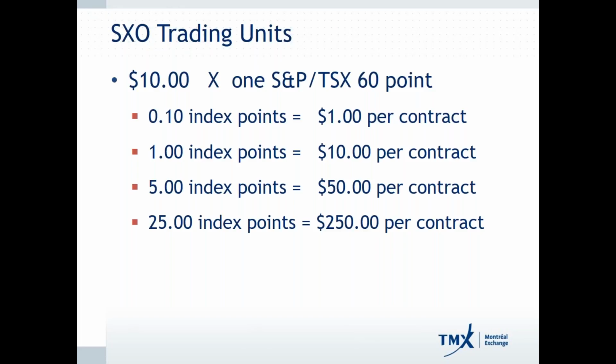And so if you move 0.10 index points, that's $1 per contract. If you move 1 index point, that's $10 per contract, and so on and so forth. And so as the index moves up and down, the value of the option contract will be adjusted by the multiplier.